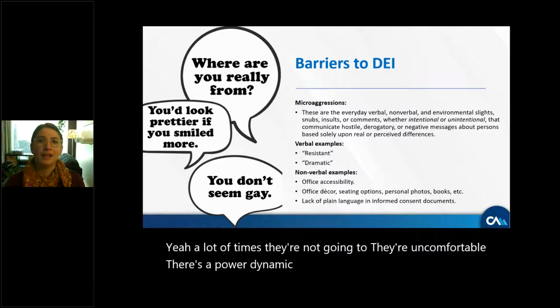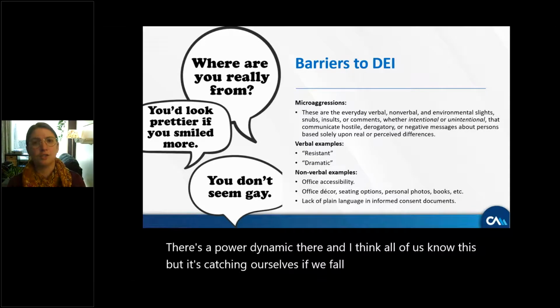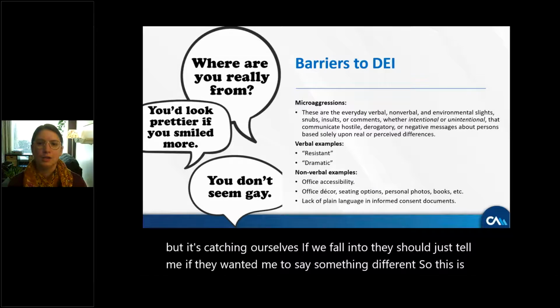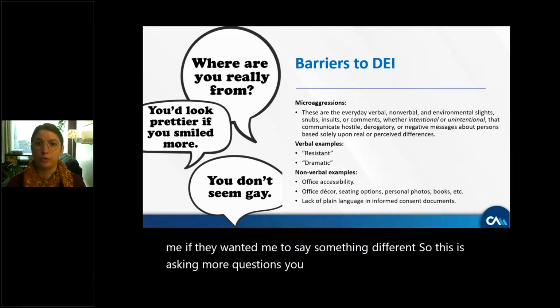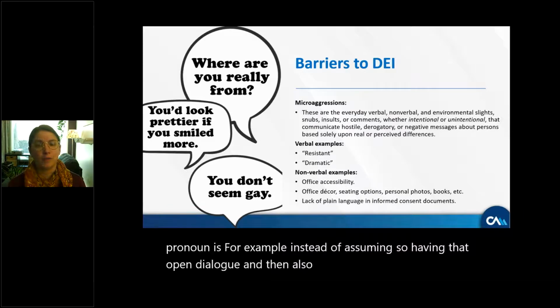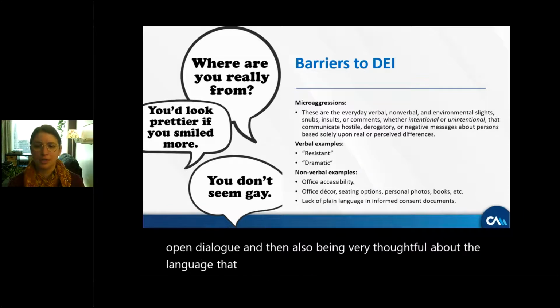I think all of us know this, but it's catching ourselves if we fall into, they should just tell me if they wanted me to say something different. So this is asking more questions, asking what someone's preferred pronoun is, for example, instead of assuming. So having that open dialogue, and then also being very thoughtful about the language that we use, changing that language.